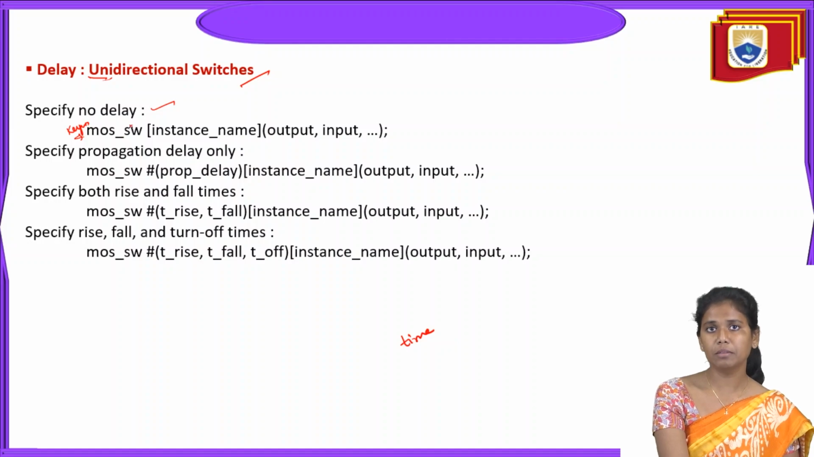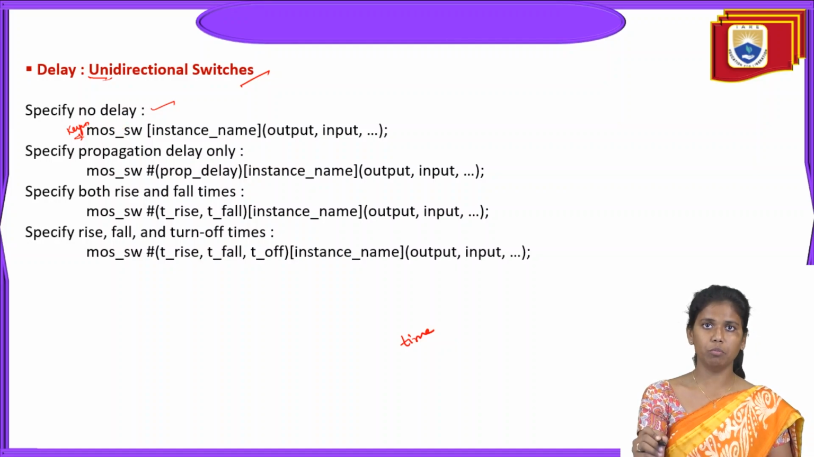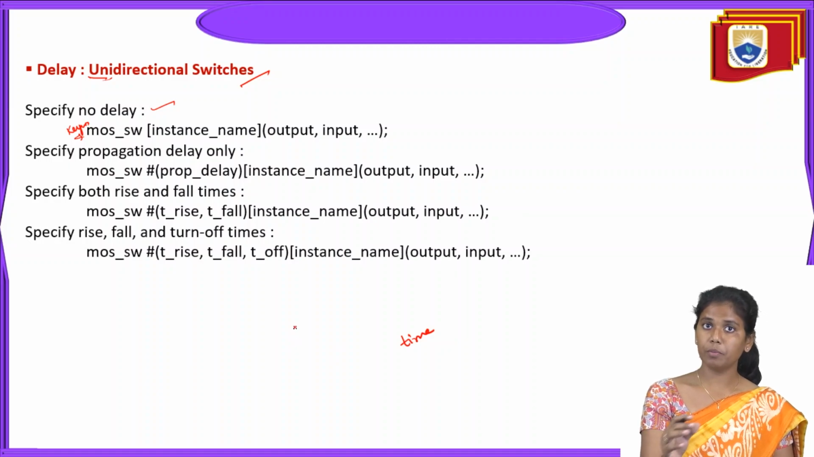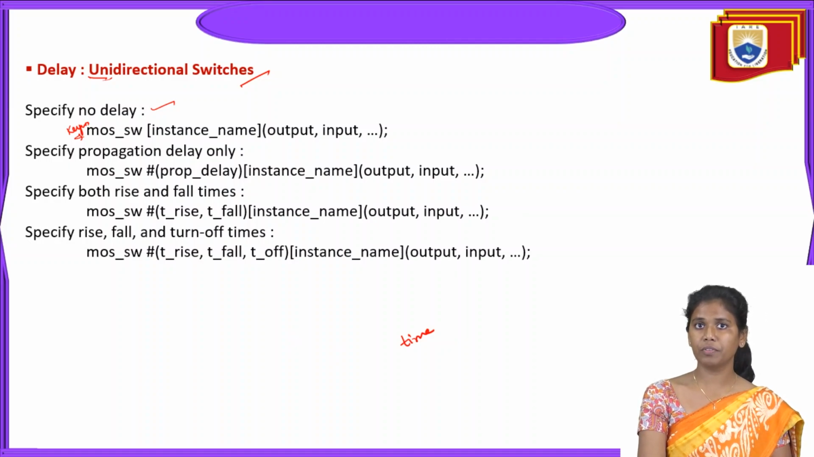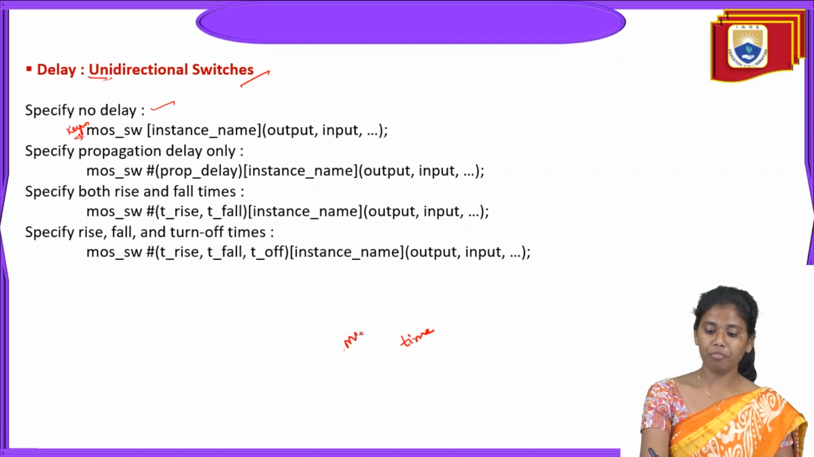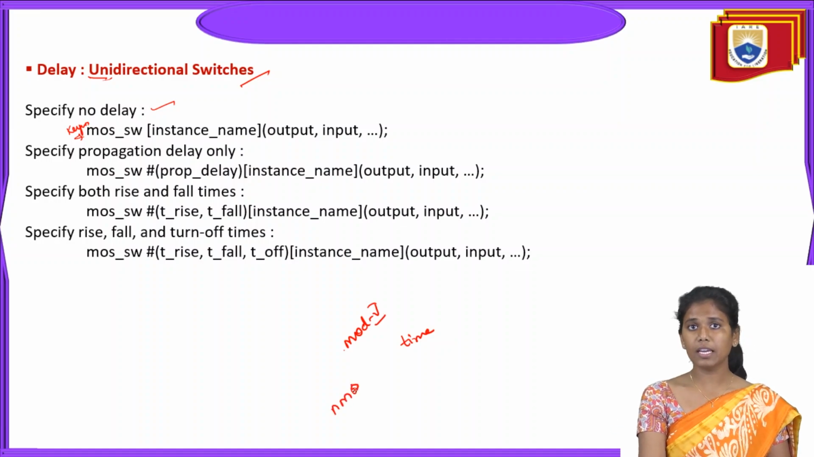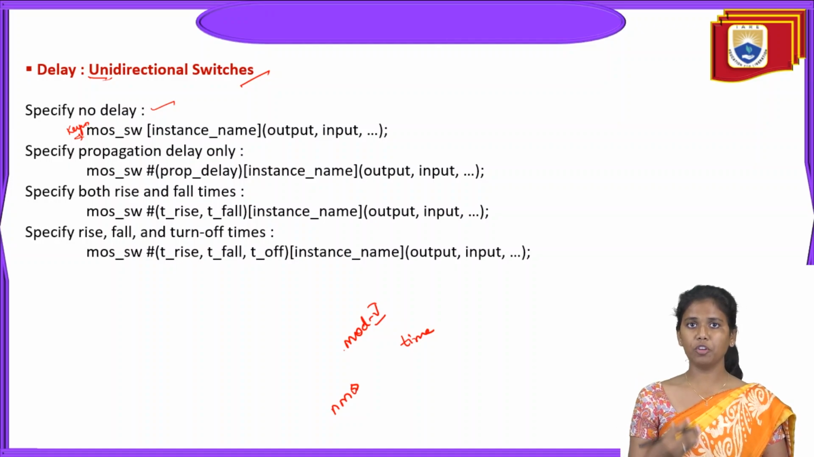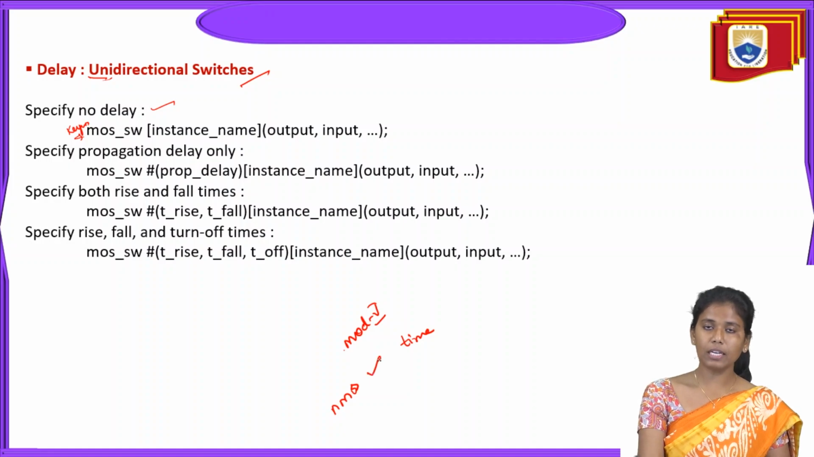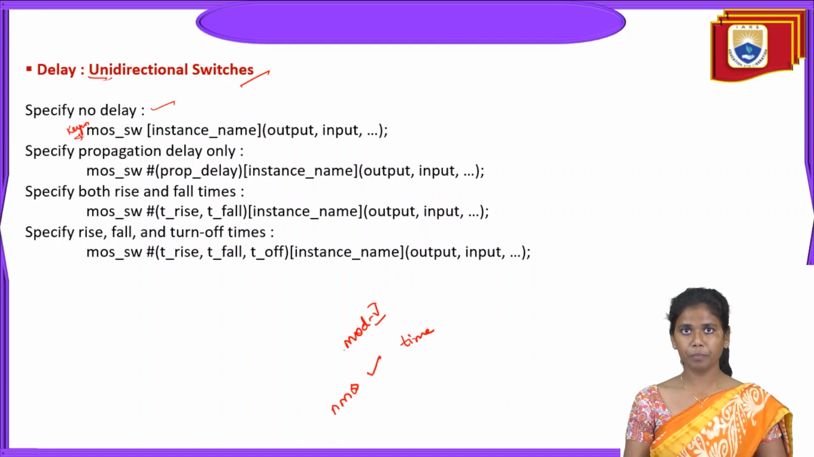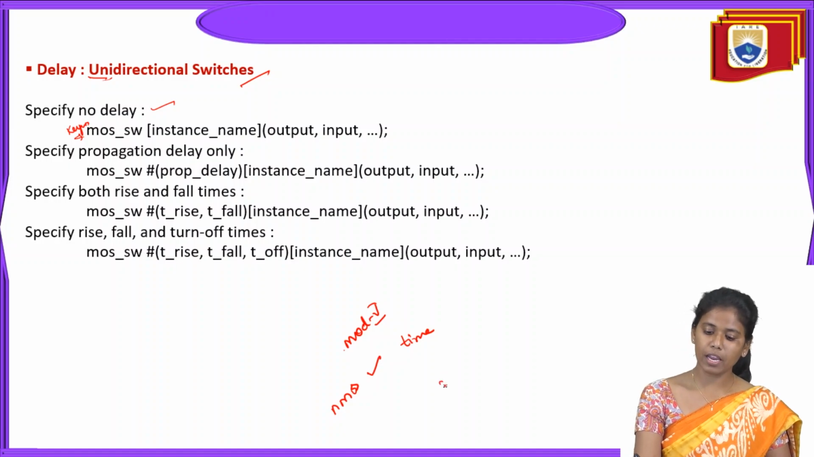So here, when it comes to the unidirectional switches in switch level modeling, in the previous classes, I think in module 5, we have discussed different types of switches. For example, let us consider the NMOS switch. When you are writing your program, do not forget to write the keyword. If you are considering the NMOS transistor, your code should start with the NMOS keyword.